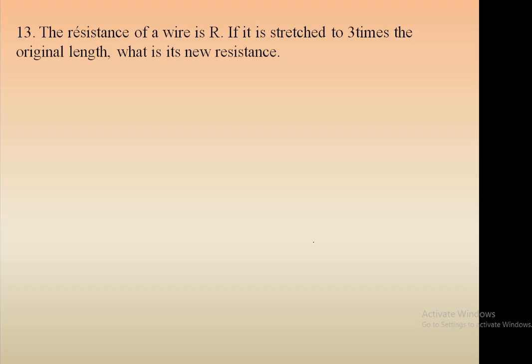Here we have to keep in mind that when the length is increased to 3 times without a change in volume, then the area of cross section is reduced to 1/3 of its original value. That is, if we are increasing the length without any change in volume, then the area of cross section is reduced in the same proportion in which the length is increased. Here the length is increased to 3 times, so correspondingly the area of cross section is reduced to 1/3 of its original value.